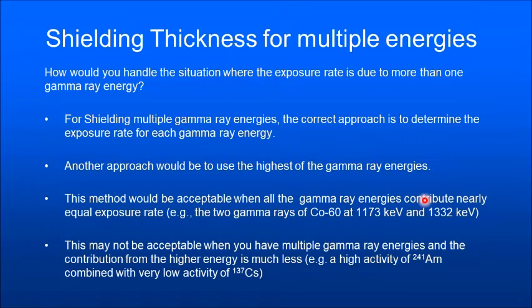But this method may not be acceptable if you are going for higher energy, for example, like americium and cesium. Here you would be unnecessarily doing more shielding for high energy, where the contribution for high energy is much less. So here you need to do the exposure rate for each and then calculate independently and then sum it up for two energies.